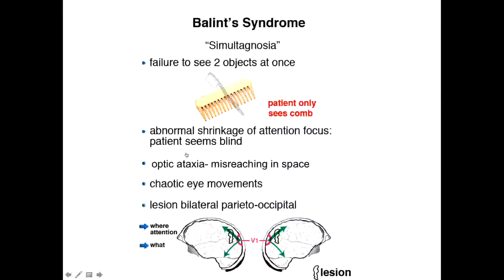Balint syndrome would be our last syndrome. But I thought I'd close with this because we really don't know what's going on. And it's because I'm hoping that some people in this lecture hall someday will figure out exactly what's going on. Balint syndrome is really interesting. The patient cannot see two items at once.